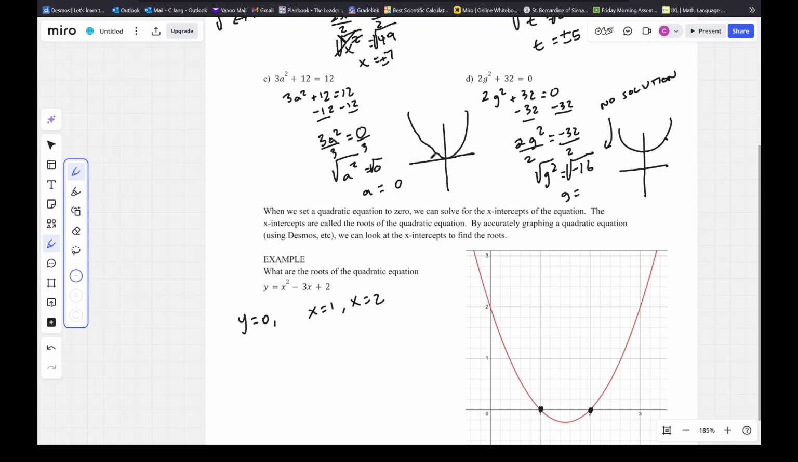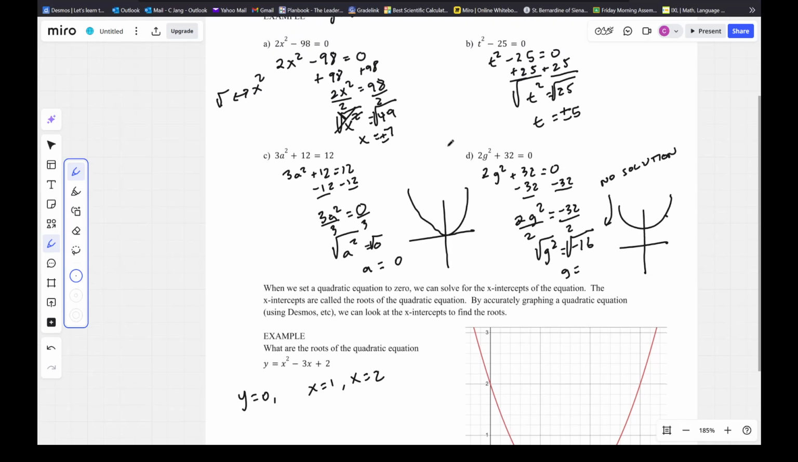So here we go. You get 0, only 1 because it only touches in one place. In both of these, what you will find is this thing touches in 2 places. This point is going to be negative 7, and this point is going to be positive 7. And this point is going to be negative 5 and positive 5.